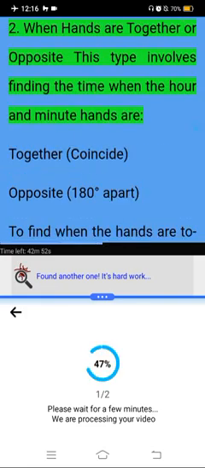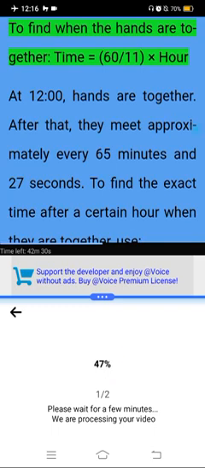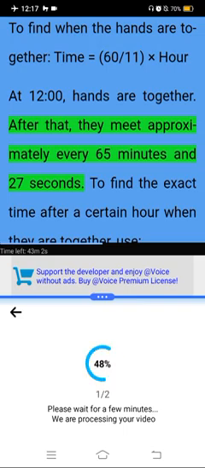2. When hands are together or opposite. This type involves finding the time when the hour and minute hands are together (coincide) or opposite (180 degrees apart). To find when the hands are together, time = 60/11 × hour. At 12 o'clock, hands are together. After that, they meet approximately every 65 minutes and 27 seconds.